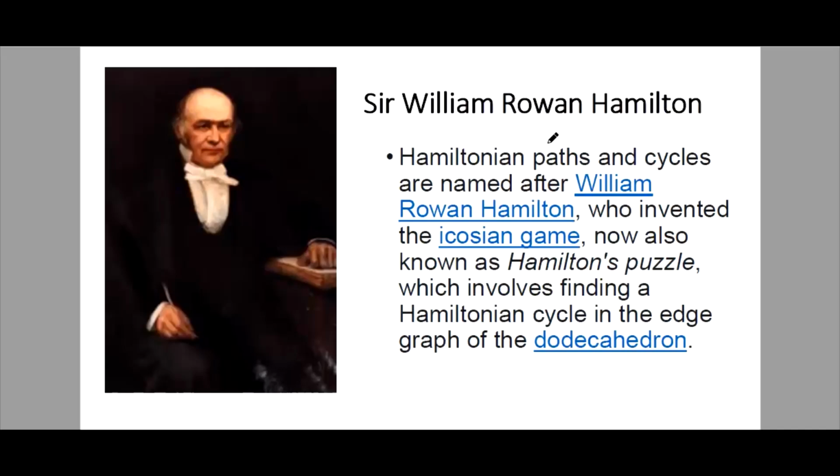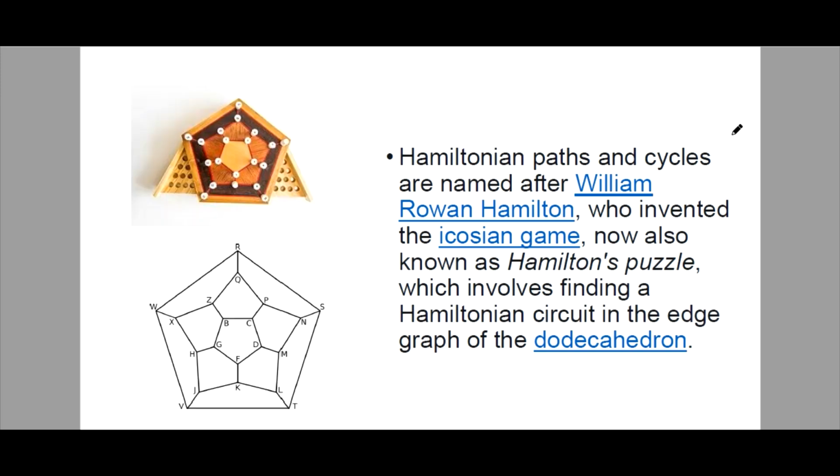These graphs were first discovered by Sir William Rowan Hamilton. That's why they are called Hamiltonian paths and circuits. He invented this one using the Icosian game idea. It is also known as Hamilton's puzzle. Now this game involves finding a Hamiltonian cycle or circuit in the edge graph of the dodecahedron. So it looks like this.